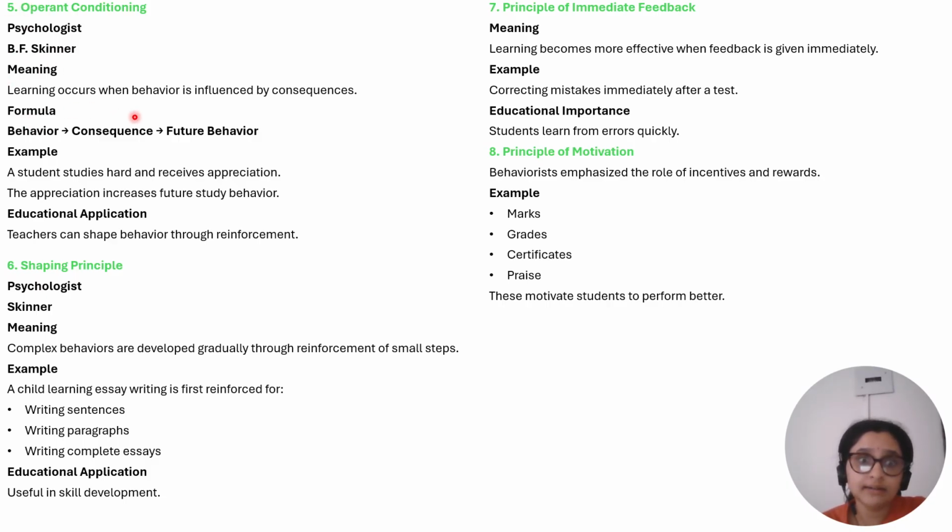He states that learning occurs when behavior is influenced by consequences. You face a consequence, a bad or a good consequence, and your behavior is modified according to that particular consequence. Example, a student will study hard and he will receive appreciation. So this appreciation will be a stimulus for his future learning. That means, since people appreciated him, he will do more and more.